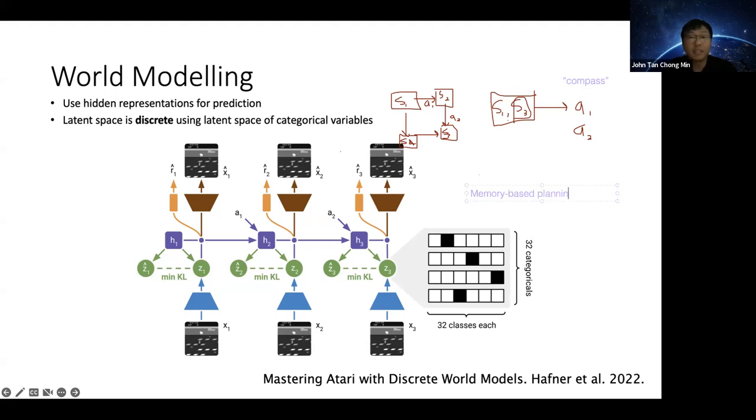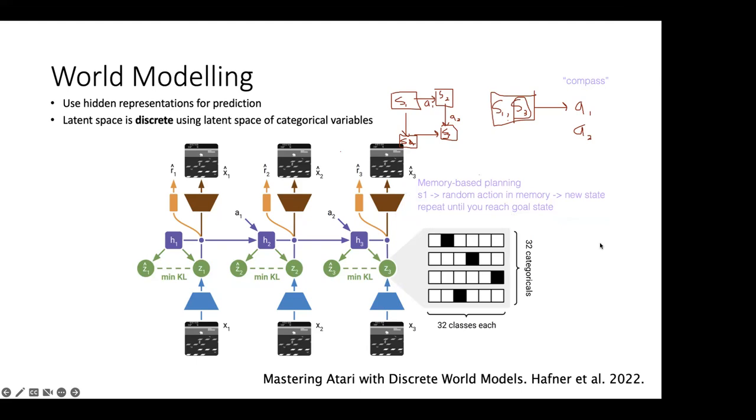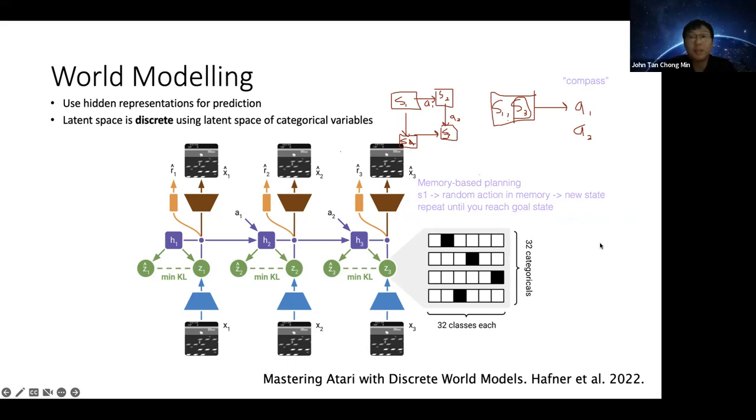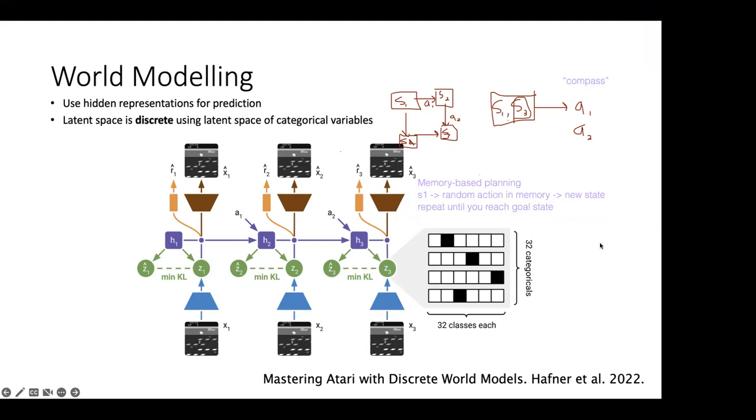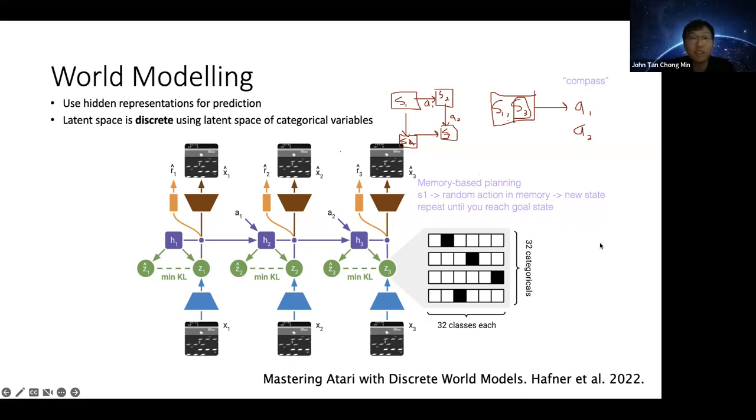So this is also in fast and slow. With memory-based planning, you start with state one, you take a random action in memory, and then you get a new state. Then you keep repeating until you reach a goal state. This memory-based planning will take into account the transitions you have learned before, and you would be able to construct the path from the start to the end. Feels like you are doing some kind of search, right? It's more like a Monte Carlo search, I guess, to form a path from start to the end. Of course, this is not very efficient, so it needs to be improved.